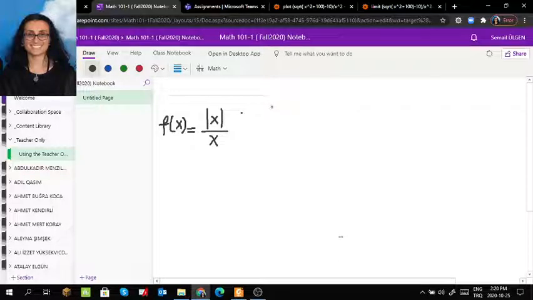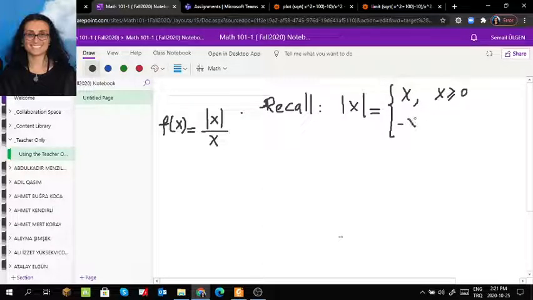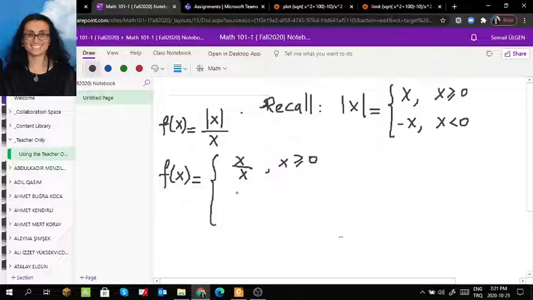Okay, this is an interesting function. So I want you to observe that, recall, maybe I should write somewhere here, recall, absolute value of x is equal to x whenever x is greater than or equal to 0. It is negative x whenever x is strictly less than 0. So we use this. And then this is going to tell us that f of x is equal to x over x whenever x is greater than or equal to 0. It's going to be negative x over x whenever x is less than 0. Okay?